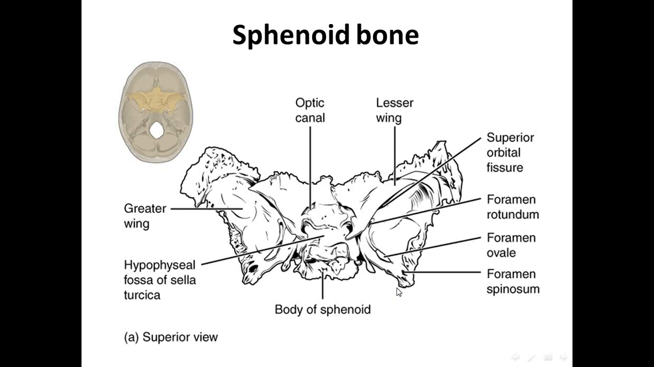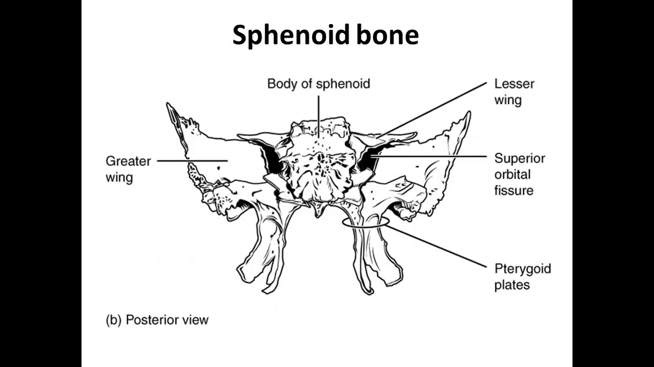So this is a superior view of the sphenoid bone. This is a posterior view, if we are looking at the sphenoid bone from the back. So this is the body and this is the greater wing. This small portion is the lesser wing. This is the superior orbital fissure, and these are the medial and lateral pterygoid plates, which contribute to the formation of the nasal cavity.